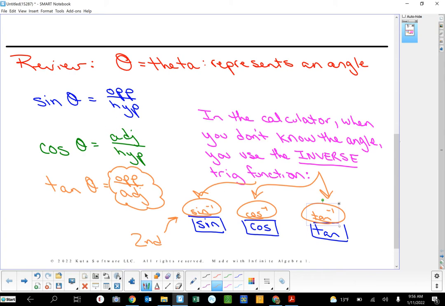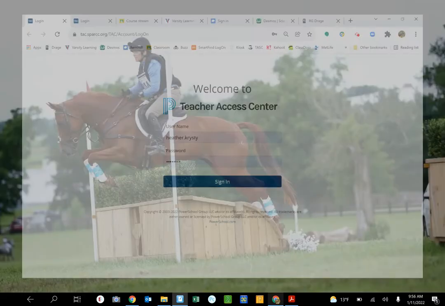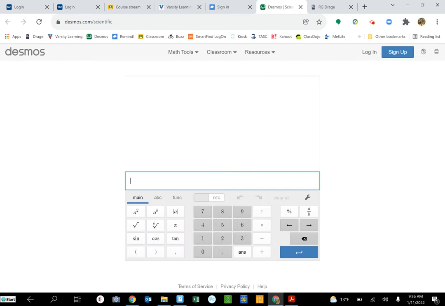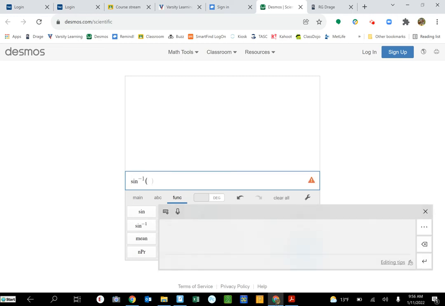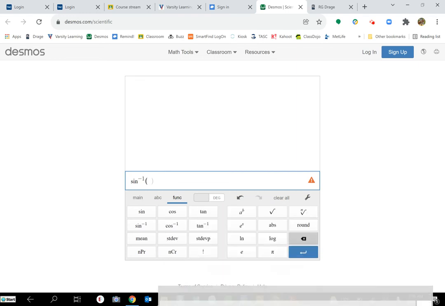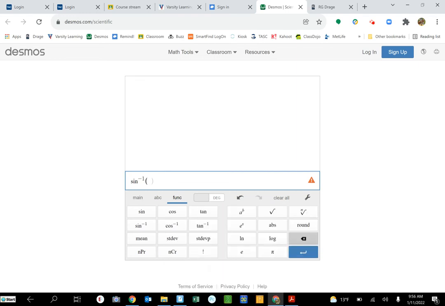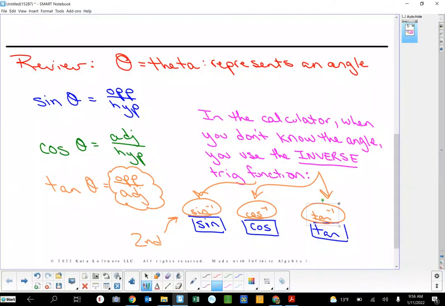Now, let me take you out to Desmos real quick. So we'll go out to the internet, we'll go to Desmos, and if you're on the main page, you have your sine, cosine, and tangent. If you go to func out here, you get the inverse sine, inverse cosine, inverse tangent. So you don't have to hit a second button. You would just hit inverse sine, and then your parentheses show up. I'll show you how we're going to use that back here in this note video.